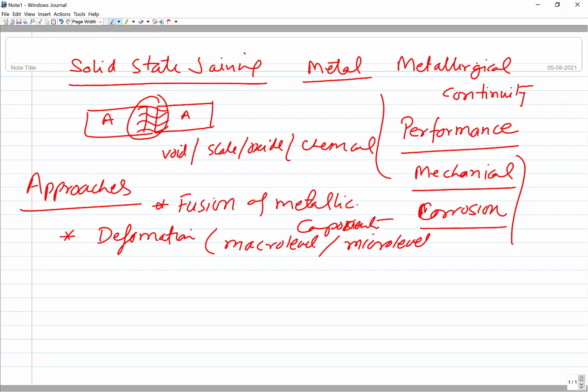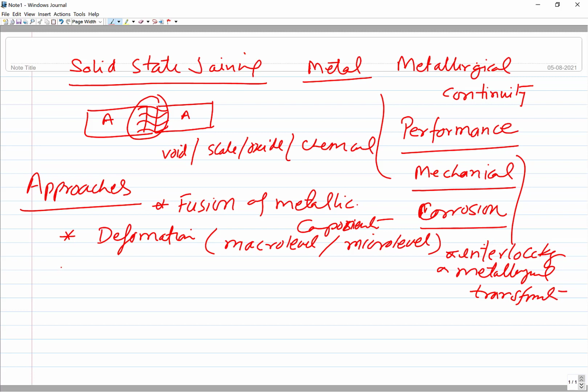The idea behind this is first to have mechanical interlocking, and it is so good that metallurgical continuity is facilitated through diffusion and metallurgical interactions when the two metals come very close. So, mechanical interlocking followed by metallurgical transformations or reactions, so that those provide the metallurgical continuity.